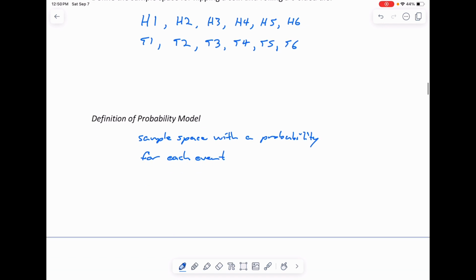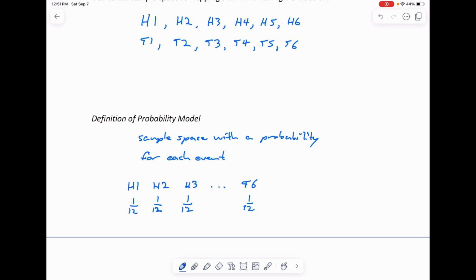So using the example that we just did, I might do H1, H2, H3, and so on, up to T6. In this case, because each of them has an equal chance of happening, and there are 12 different outcomes, each would have a 1 in 12 probability. Now, obviously, not every probability model would look like this.